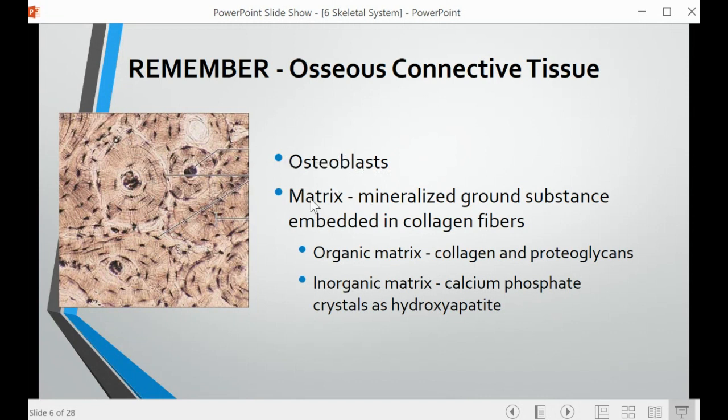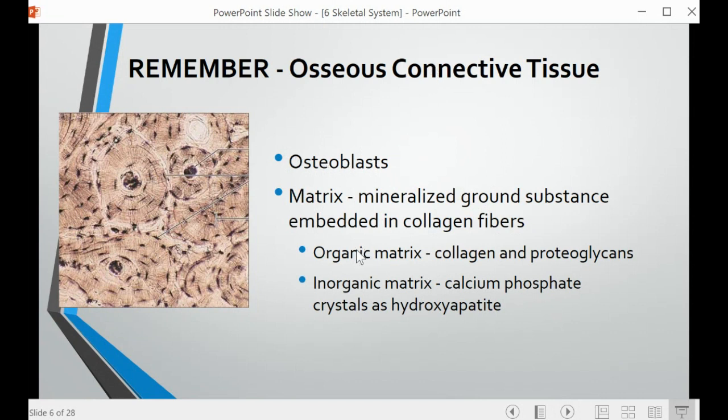Osteoblasts. We have a matrix here. Now the matrix is actually hard. It's a mineralized ground substance. So it's been mineralized, meaning that we're storing our minerals in there. And they have been embedded in collagen fibers, right? So there's our fibers, there's our ground substance. That's going to give us our extracellular matrix. These are those cells, right? We require that for connective tissues.